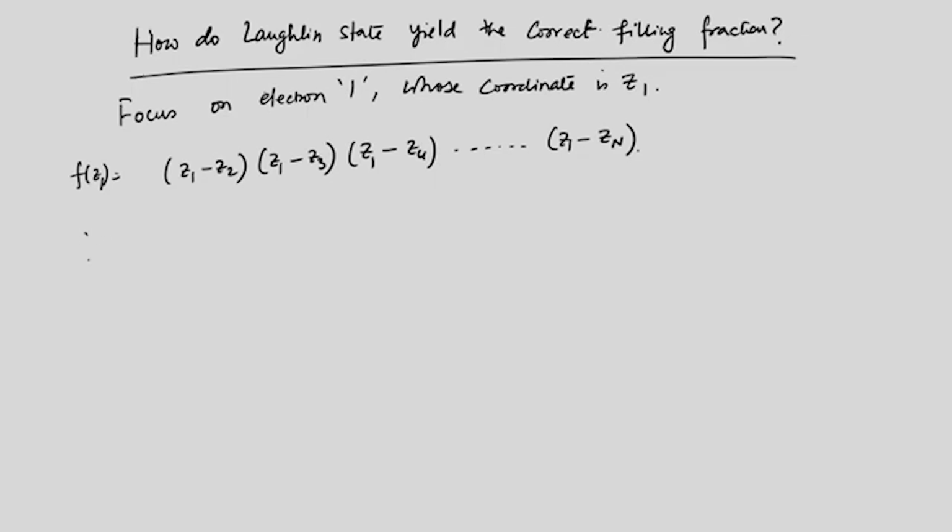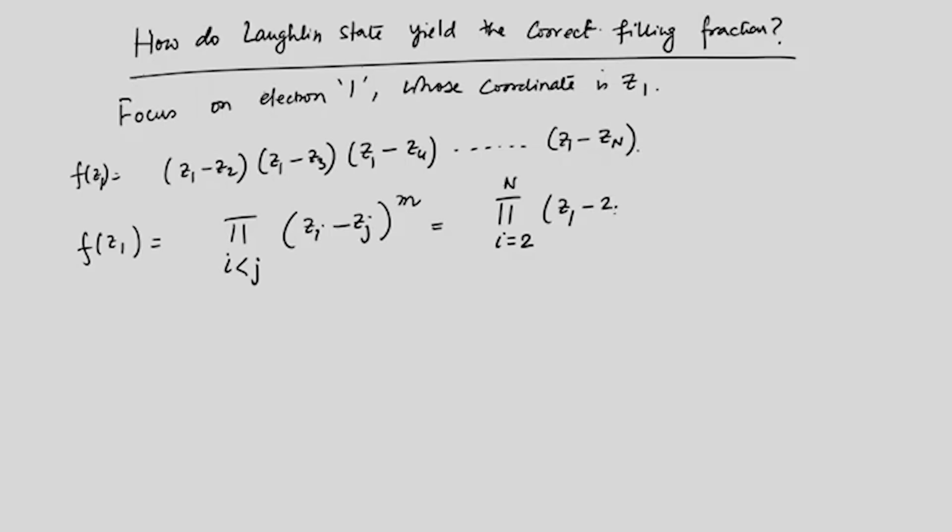So, this f of z1 really looks like a product over i less than j of (zi minus zj) to the power m, because now we are talking about all of them, these products, with i not equal to j. If you write it clearly, for zi equal to z1, this becomes the product from 2 to n of (z1 minus zi) to the power m.